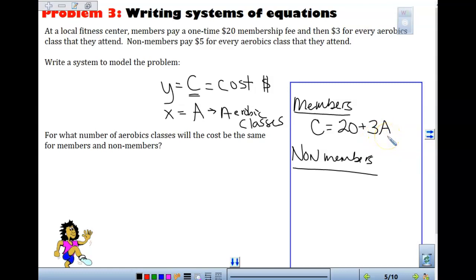So if I only go as a member to one class in that time I have my membership, I pay $23 for the class, right? 20 plus 1 class. If I go to 2 classes, 20 plus 6, right? If I go to 3, I'm at $29. Does that make sense, right? If I'm a non-member, I need to write my equation for my non-member. Ian, what are you thinking? How much are we paying if we're a non-member for each aerobics class? 5. So 5A or just 5 or 5 plus something? What do you think? 5 plus.